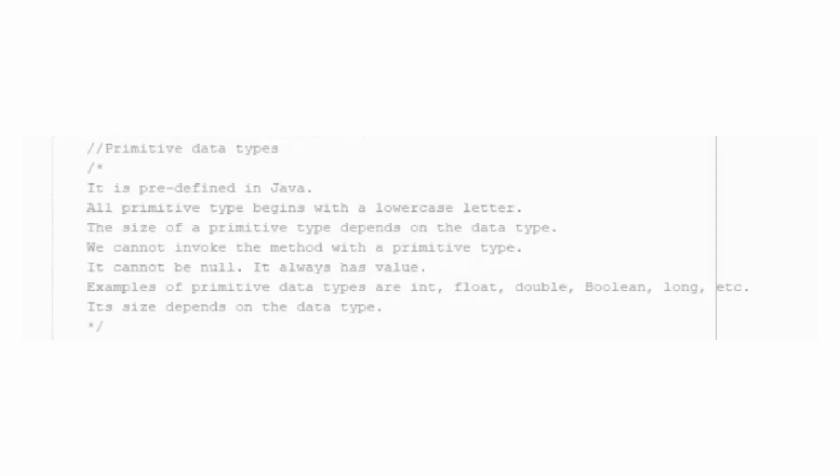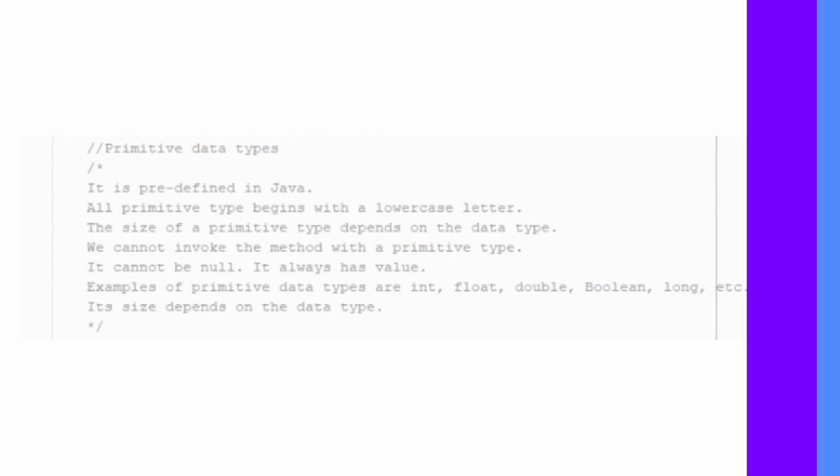Okay, so first, let's start with what a primitive data type is. You can see that there are comments with the description, but let me talk about it more. It is a data type that specifies the size and type of variable values. There are 8 primitive data types in Java. We will be talking about them one by one as we proceed with the video.